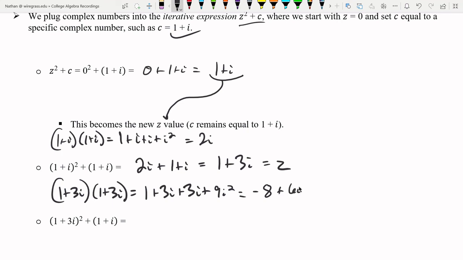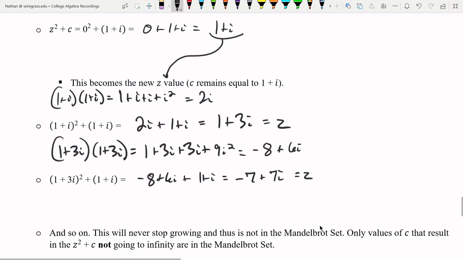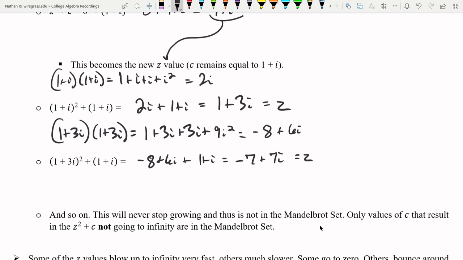Negative 8 plus 6i. So we have negative 8 plus 6i. That's this first portion here. Then plus 1 plus i. Negative 7 plus 7i. That would become the new z value. And you plug it in again, and so on. It continues on indefinitely. And this thing will actually get bigger and bigger and bigger. Well, actually, the complex number will become bigger so that you actually graph it farther away from the origin. And this number itself will go off to infinity.